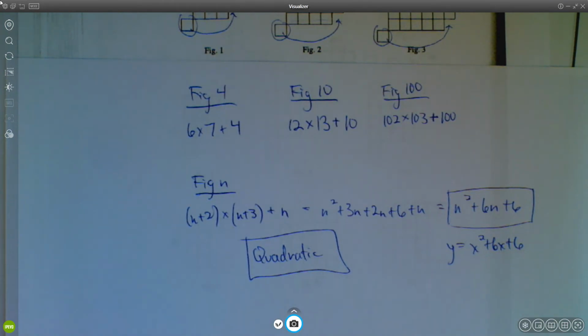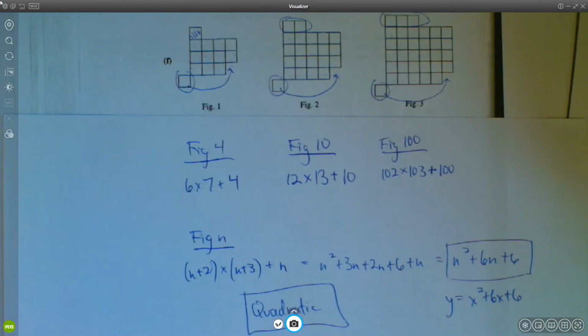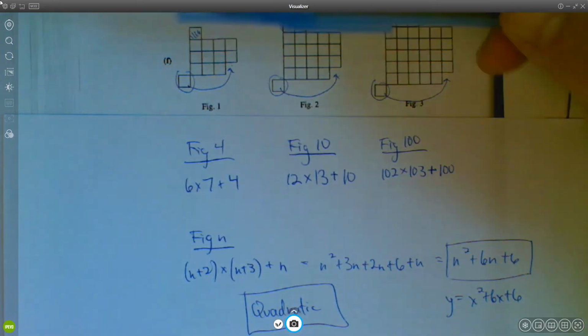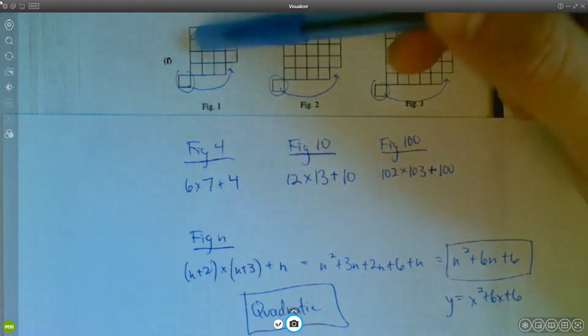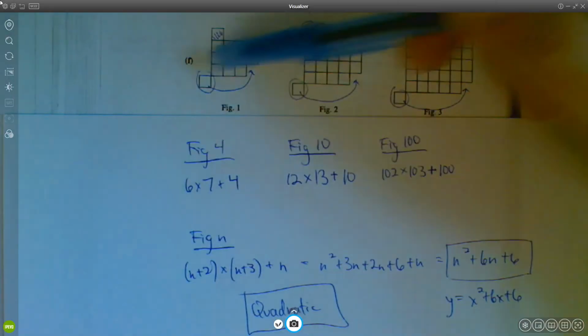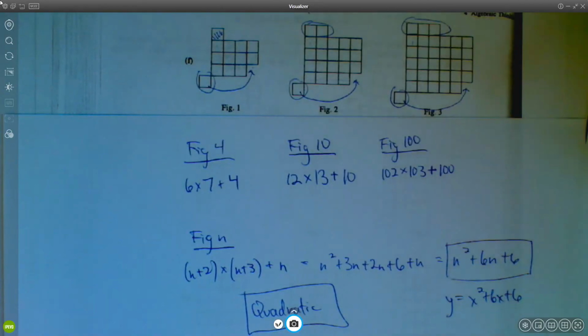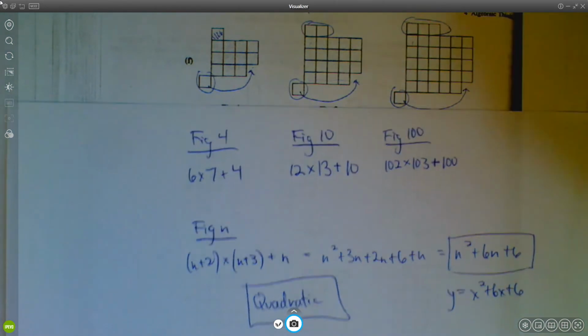One thing that I want to suggest to you is that when you have linear growth, the figures are usually only growing in one direction. Whereas when you have quadratic growth like this, the figures are growing in 2 dimensions. Notice that these figures are not just getting taller, they're also getting wider. So they're growing in 2 dimensions. That's the visualization for quadratic growth, right? They're growing in two different dimensions.